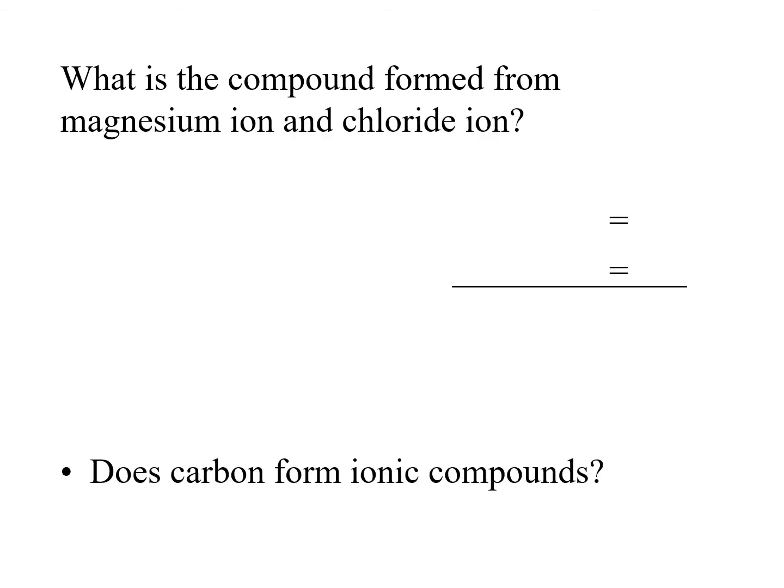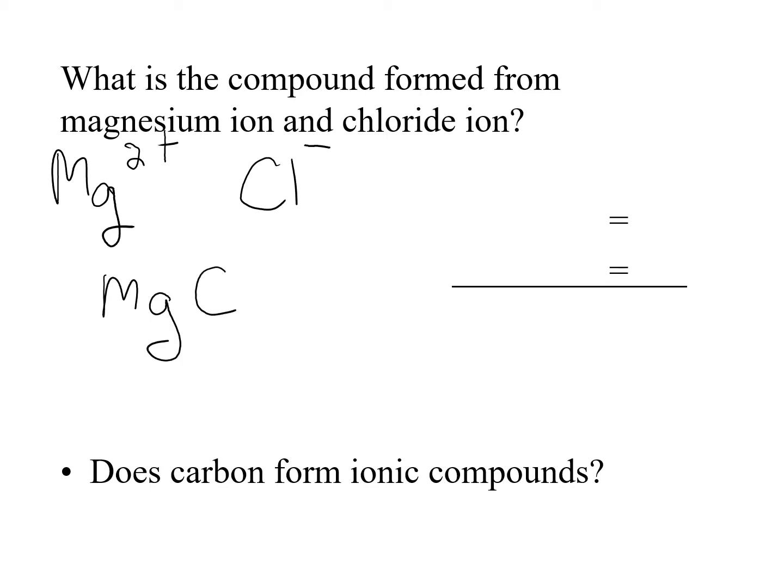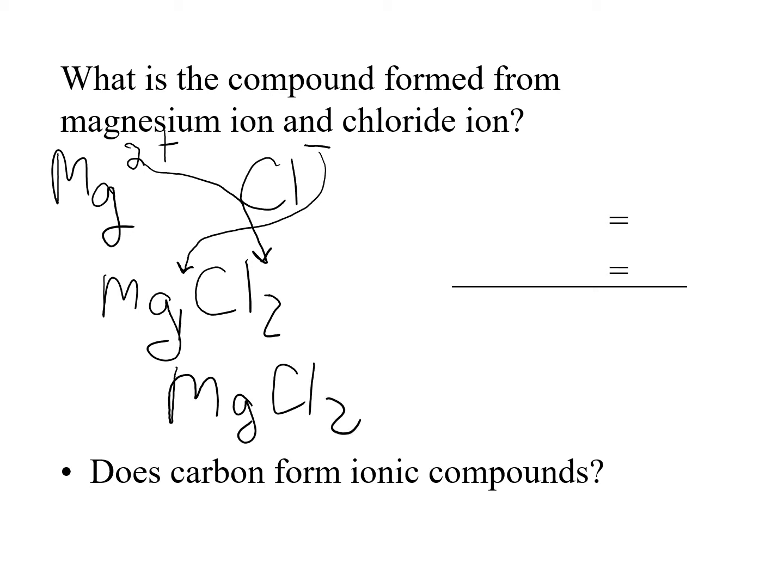What is the compound formed from magnesium ion and chloride ion? Okay, magnesium is Mg. It's in column 2, so it forms a +2. Chloride is Cl. It's in column 7, so it forms a -1 charge. We rewrite our element symbols, and then we cross the charges. So my superscript, the +2, becomes a subscript of 2 behind chloride, and the -1 becomes a 1 behind the magnesium. Again, we don't have to show the 1, so we have MgCl2.